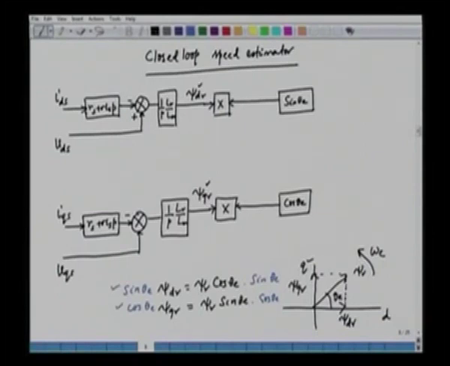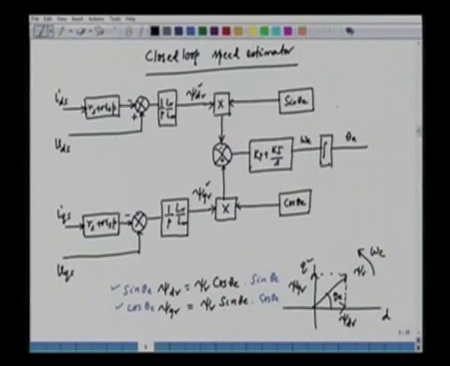So what we can do here is have a subtractor, and the subtractor is going to give us 0 value if the estimate is correct. So I am subtracting this from that, and then we are using a simple PI controller, which is Kp plus Ki by S, and then this is integrated. This is giving me the synchronous speed. This is integrated, and what I obtain out of this is theta e, and the theta e is used as a feedback for cos theta and the sine theta respectively.